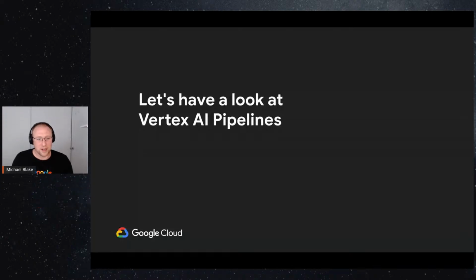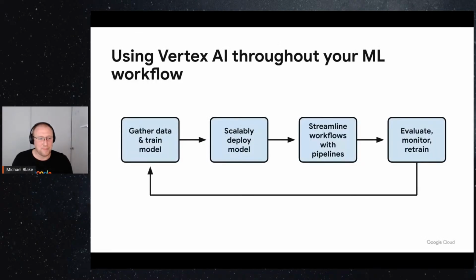Okay, cool. So just to kind of wrap up that, really, Vertex AI helps you through the entire machine learning workflow. It allows you to gather data and train your models, scalably deploy those models, and then streamline all these workflows with pipelines, and allows you to evaluate, monitor, and retrain. So that pipeline that you saw before, if we were doing that for real, the last step we would have created would have been a continuous monitoring job, which is always watching at every prediction. And you can generate errors, alerts, whenever you go outside of tolerances.